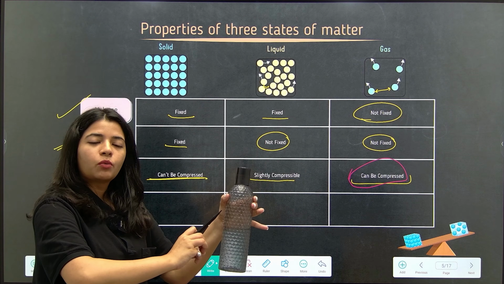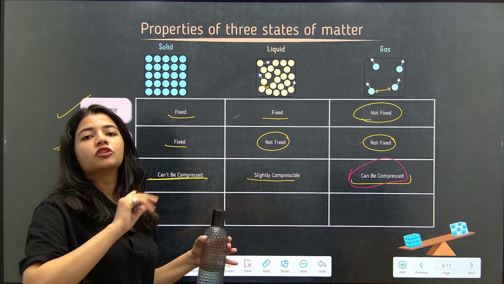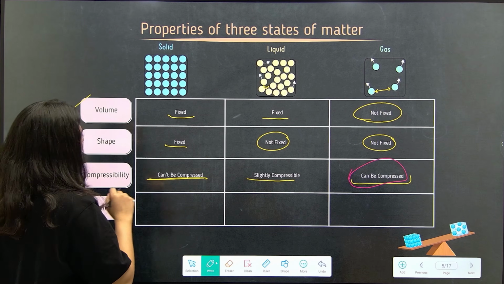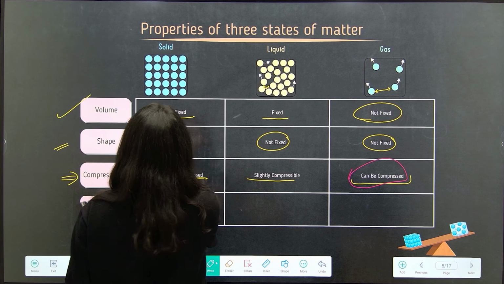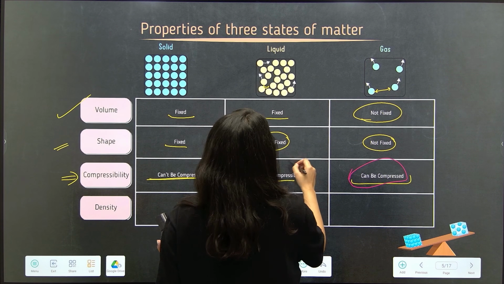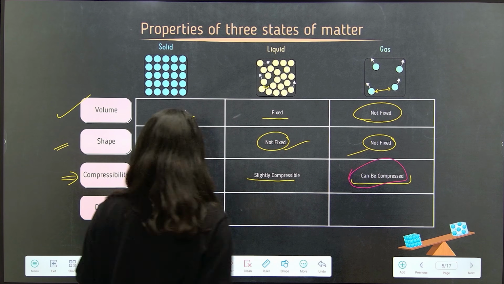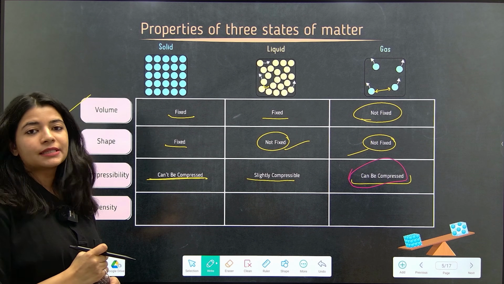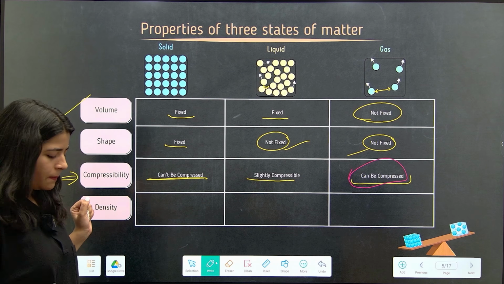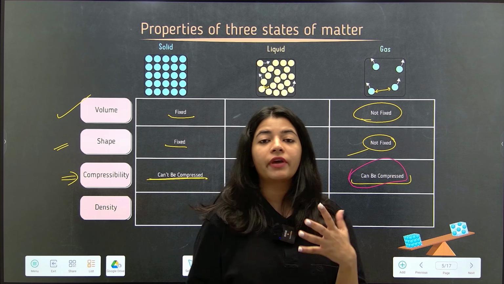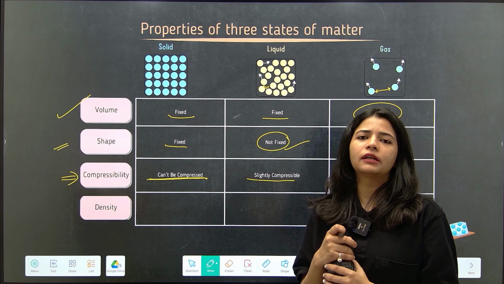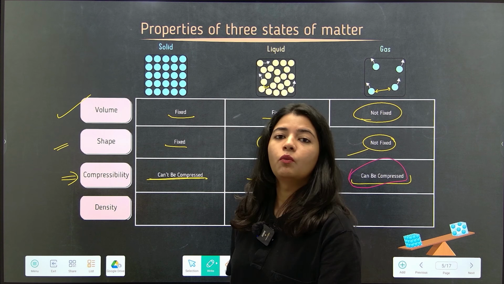If I put this liquid in some other vessel, it will take the shape of that vessel. Okay, students, therefore the shape of liquids and gases is not fixed. Okay, the fourth property is density. Now, what is density? Density is a way of expressing how much matter is contained in a specific volume.